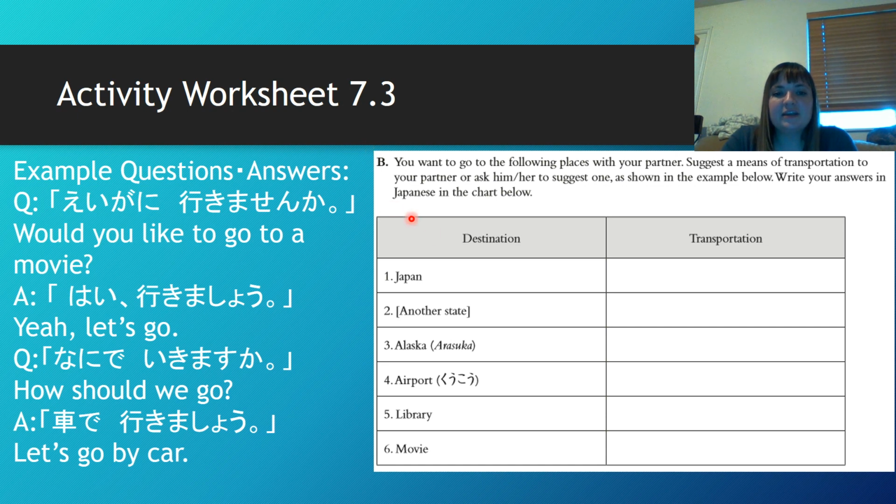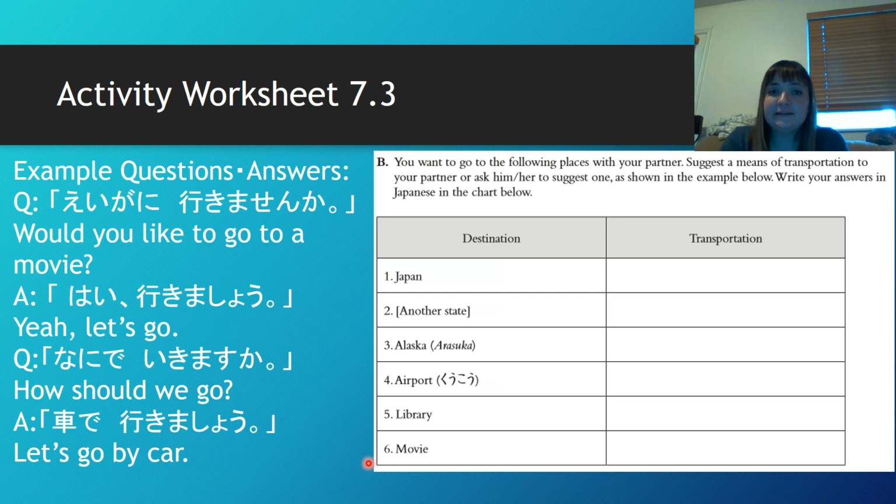Okay. So as you're thinking about this, if you want to be really silly, you can. If you want to be kind of logical, you can. See if you can invite your partner, right, to go to these different places. Japan, pick another state, Alaska, the airport, the library, and of course a movie, just like we have up here. So invite them to the activity, and for the sake of a smooth conversation, go ahead and say yes, and then go ahead and ask your partner, okay, by what means should we go to this activity? And then go ahead and give us a suggestion and write down what you've chosen.